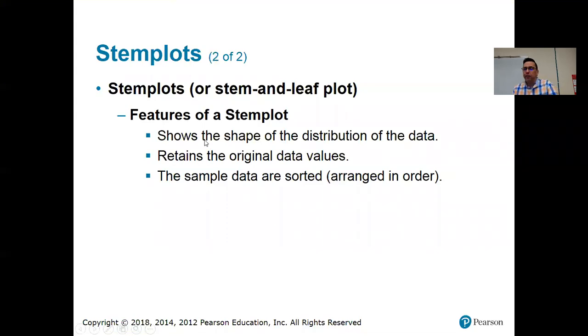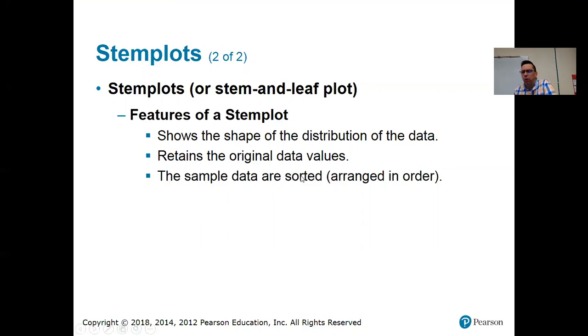Features of a stem plot: it again shows the shape of the distribution. It does retain the original data values. Now, I want to clarify this last one. It says the sample data are sorted.